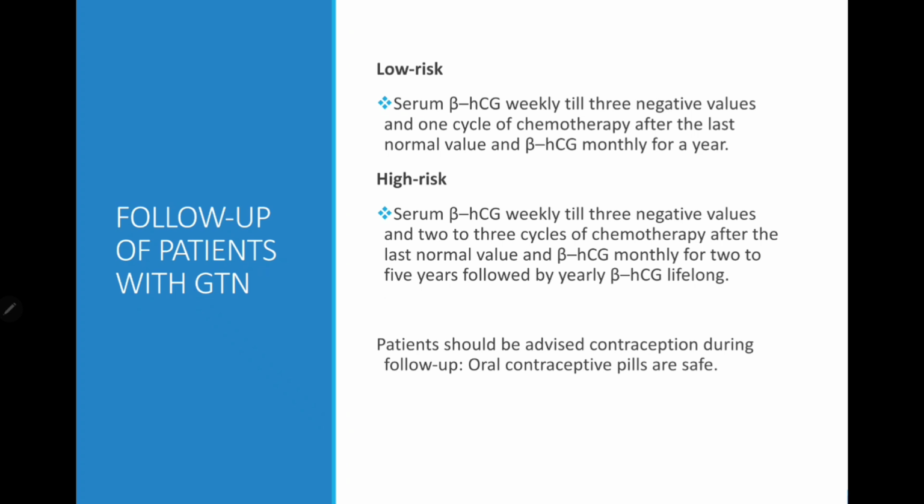For 2 to 5 years, followed by yearly beta HCG lifelong. So after 2 to 5 years of monthly beta HCG, it should be taken yearly, lifelong. Okay, every year. Patient should be advised contraception during follow-up only. So what are the contraception during follow-up that the patients should be advised of? Oral contraceptive pills are safe. Not barrier methods, but oral contraceptive pills are safe.